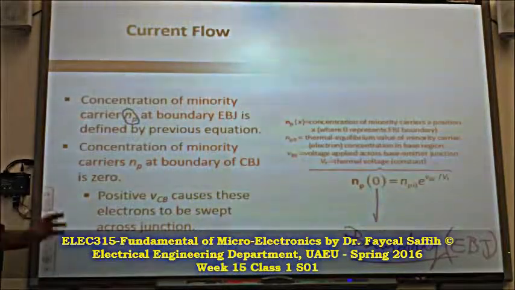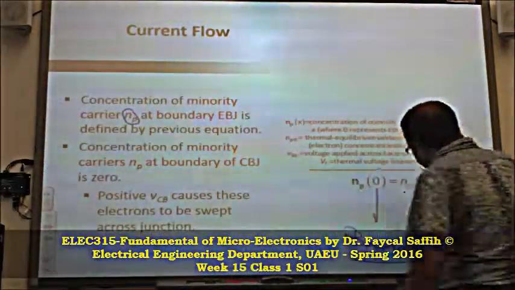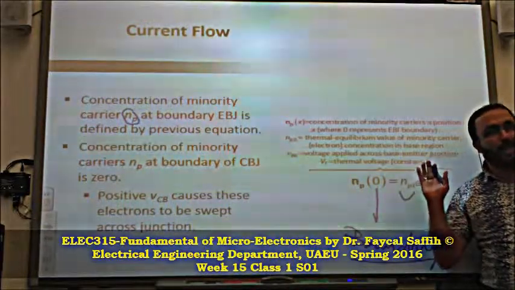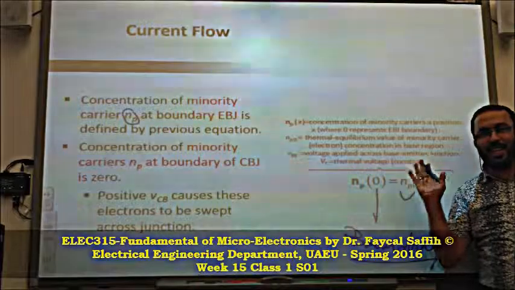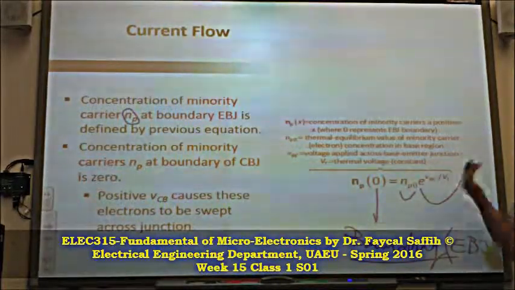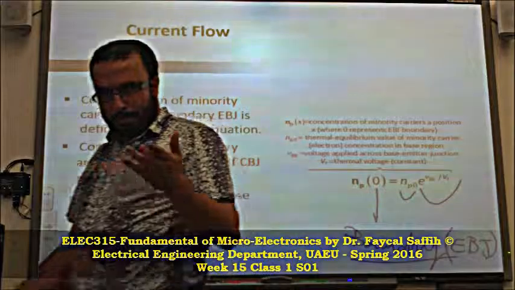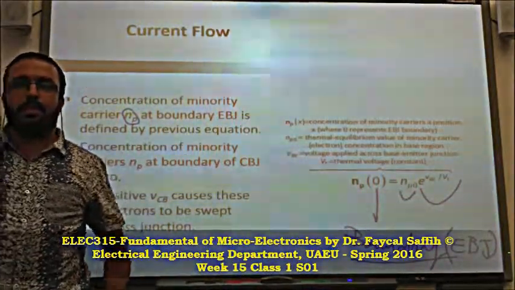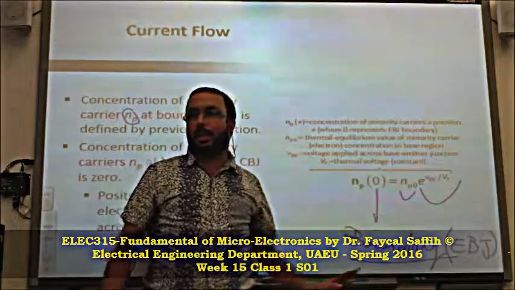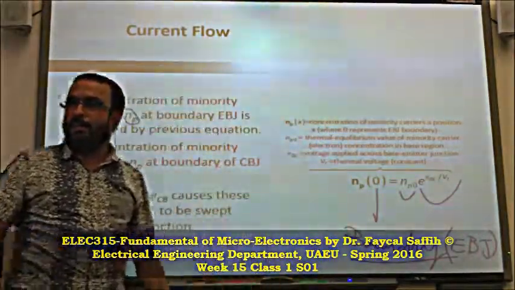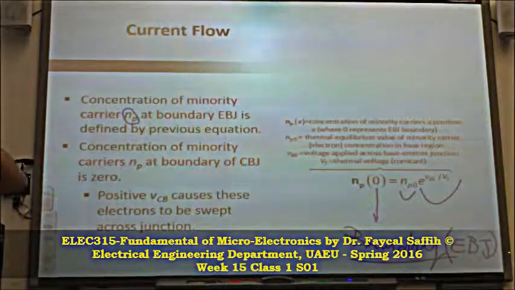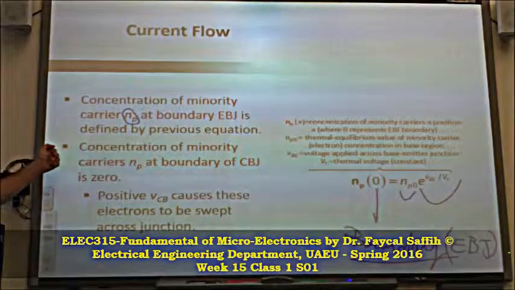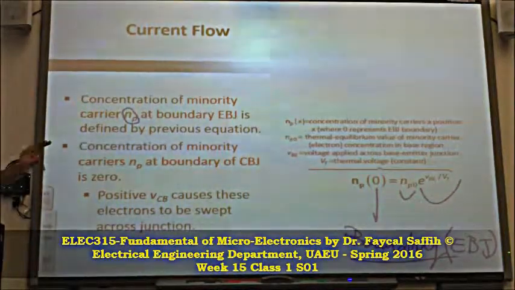I want to make sure that we are on the same page. So they are equal to NP, the equilibrium concentration, like we studied before, times exponential VBE over VT. Again, I'm not going to repeat the diode chapter; you need to revise that. Clear? VBE is positive, right? VT is positive, right? So the exponential will increase the minority carriers at the boundary. We are not talking about later on. Okay. Good. So this concentration is now known.